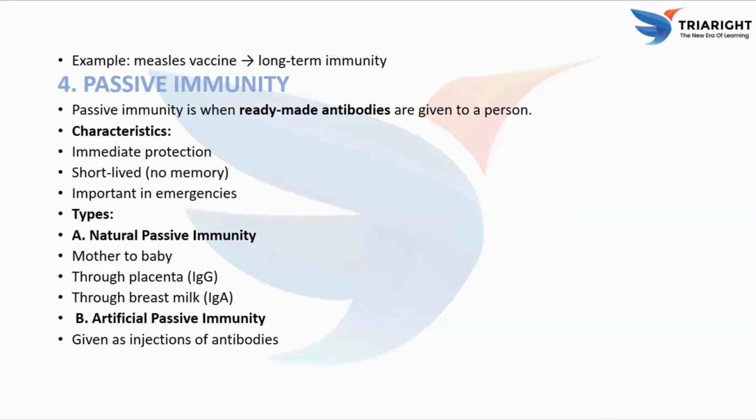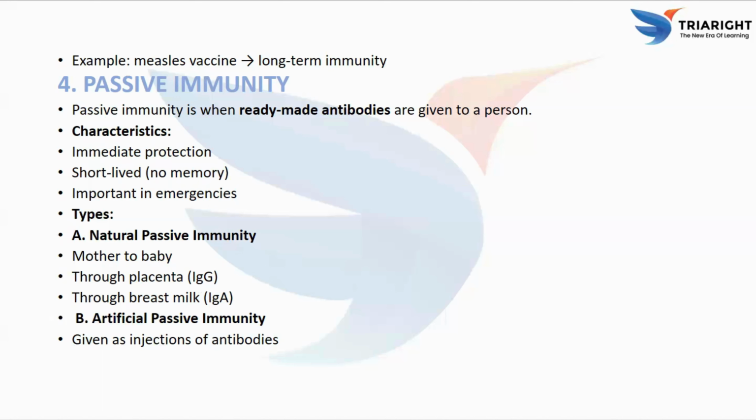And there are two types of passive immunity, the natural one and the artificial one. Natural passive immunity occurs naturally from mother to baby. How? Through the placenta, via IgG antibodies. During pregnancy, the IgG antibodies cross the placenta. It protects a newborn during the first 3 to 6 months, for example against measles, tetanus and diphtheria.